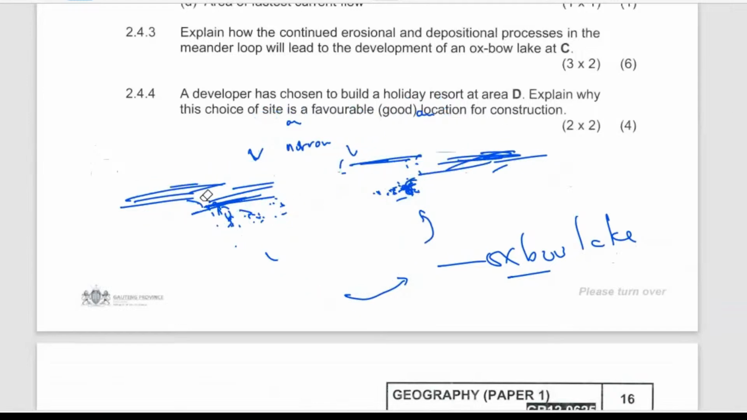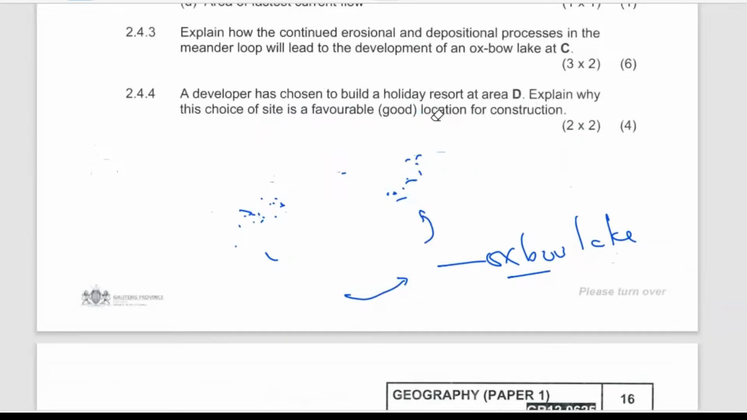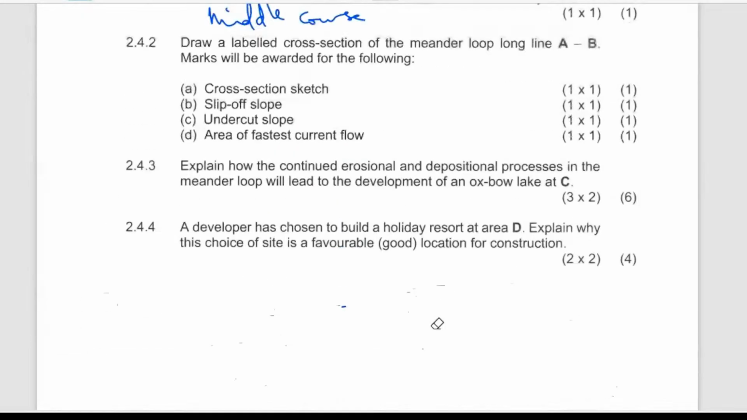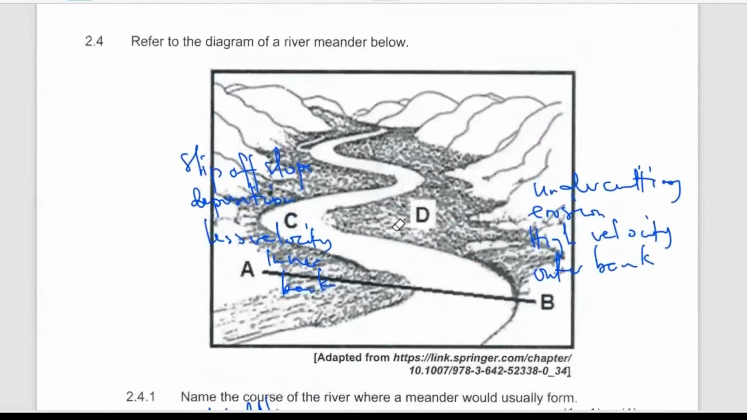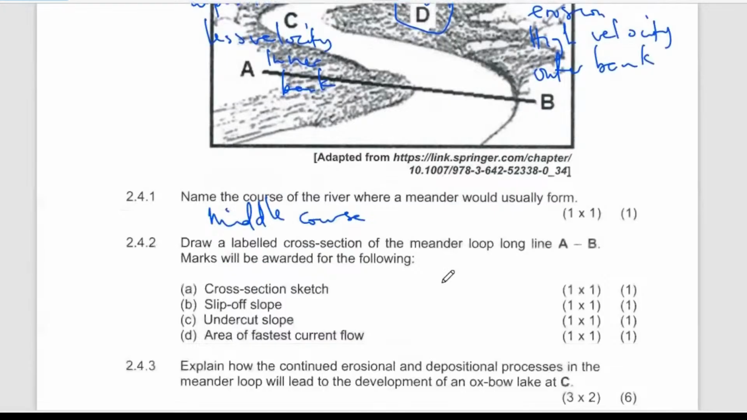Right. Let's move on to the last question, number 2.4.4. The developer has chosen to develop a holiday resort at Area D. Explain why this choice of site is favorable or is a good location for construction. Right, let's go and check on our illustration. Area D is here. This is on the inner bend of the meander. There's a bend along the river channel, and area D is on the inner bend. We are saying this is an area favorable for the development of a resort. Why are we saying that area is justified for the development of a resort? Number one reason, we can say there's less erosion risk.